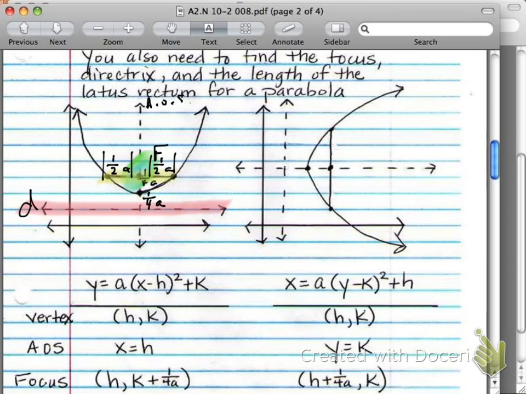The vertex is down there. You know where the vertex is. That's pretty simple. And then those other points are just random, point A and B. And of course, they're equidistant from the vertex. Right? Okay?